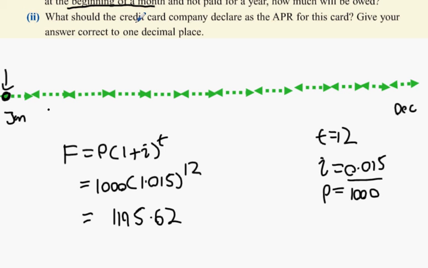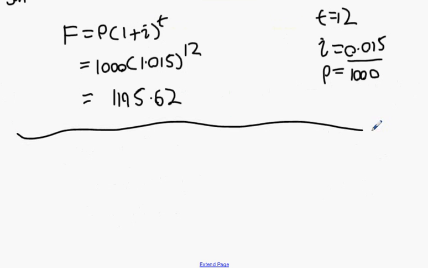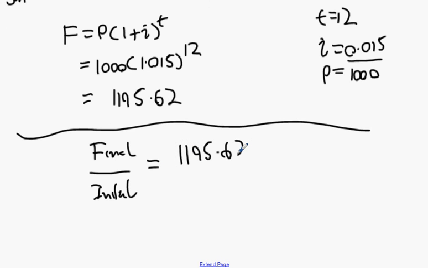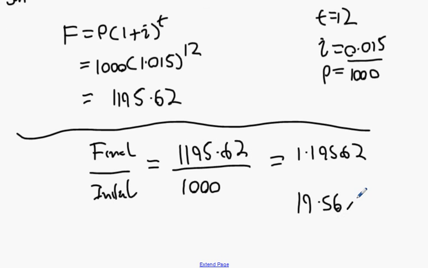Now, they asked me, what should the credit card company declare as APR for this card? Give your answer correct to 1 decimal place. APR means if I was to charge it once at the end of the year, how much percentage should I charge to get the same number? So remember what we do for that? We do final divided by initial. 1195.62 divided by 1,000. That'll give me 1.1956. That is 19.56%. Everybody happy enough with that?